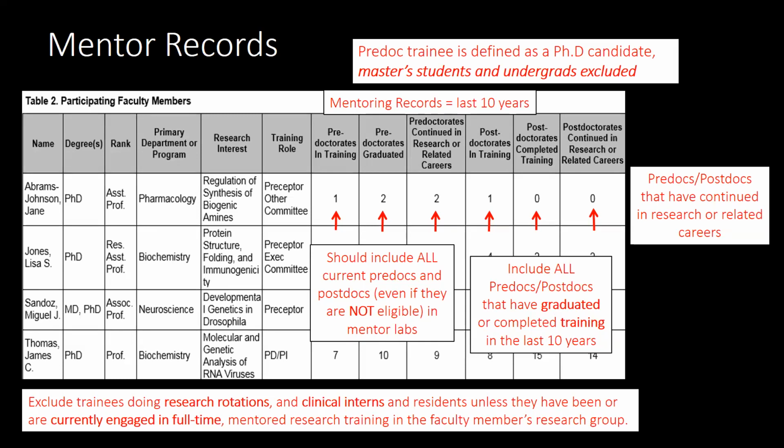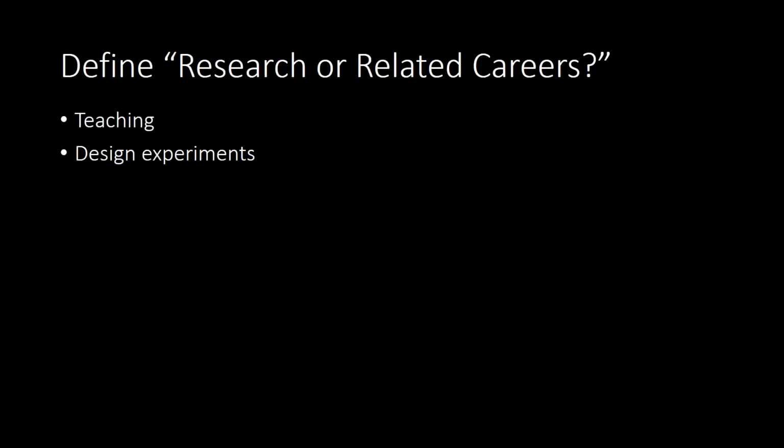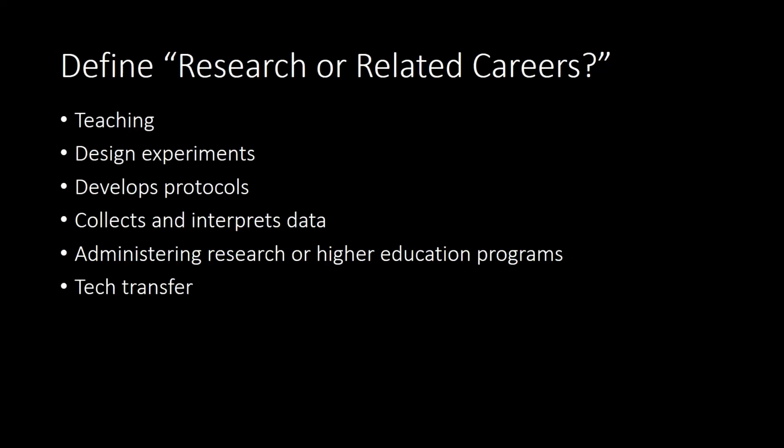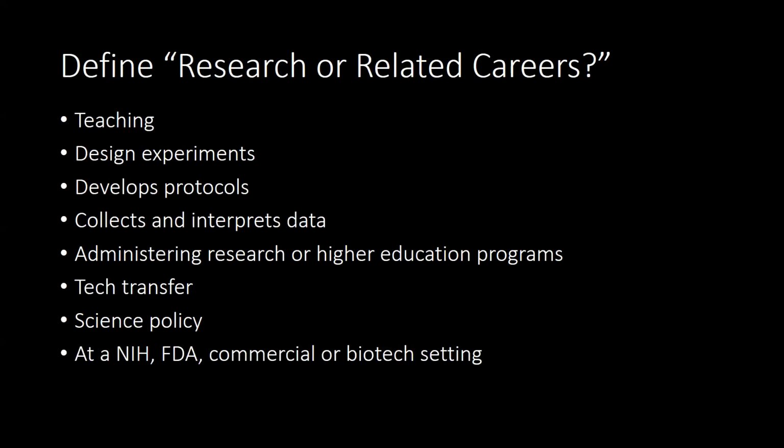And I should note that a pre-doc is defined as someone that is a PhD candidate. So you're not including undergrads, you're not including volunteers, you're not including visiting scholars or master's students in these numbers. It's just pre-docs and then your postgraduates. So again, research and related careers is basically anything that's not directly research, but is kind of research related. Sometimes they go into tech transfer, they're doing policy, they're on the more administration side. That would be a research and related career.